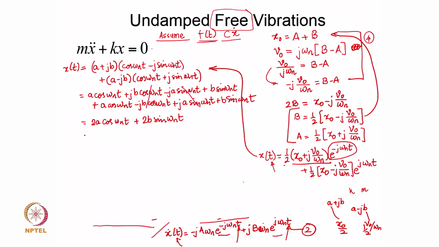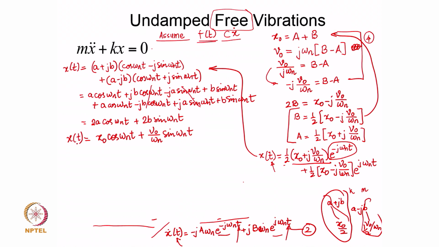And now I would replace these a and b, because we have already assumed that a is going to be this and b is going to be this. So, I will replace a by x naught by 2, and that basically gives me x naught cos omega n t plus this 2 b turns out to be v naught over omega n sin omega n t. That is your x of t.